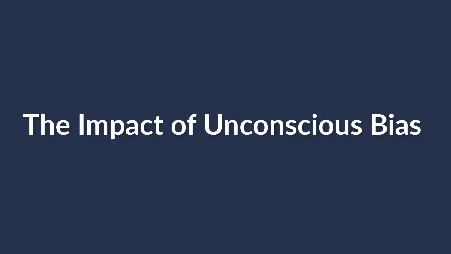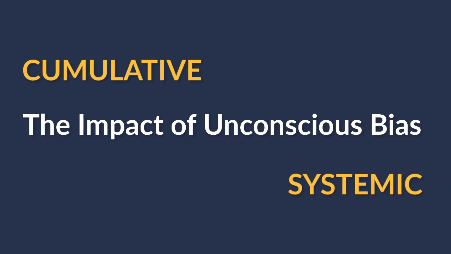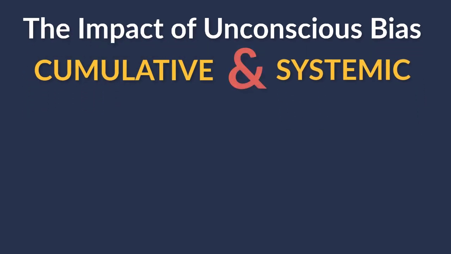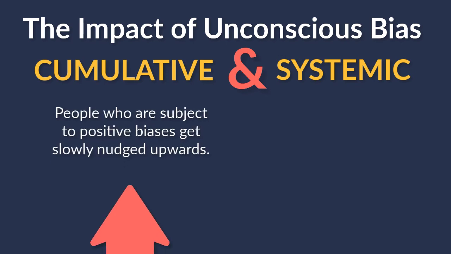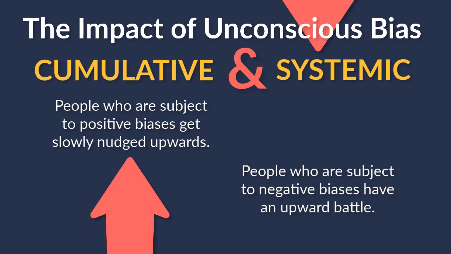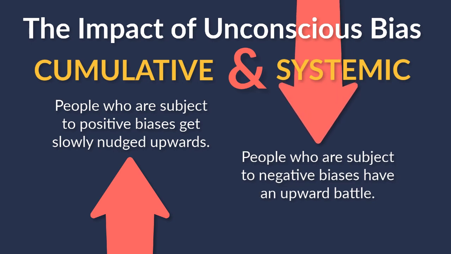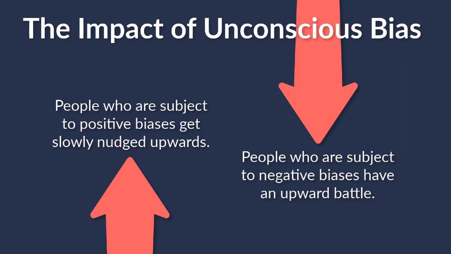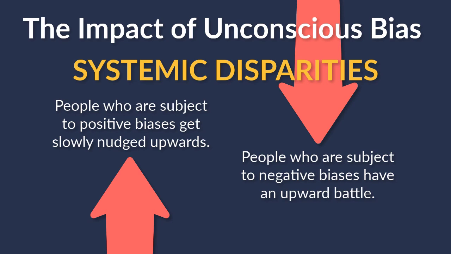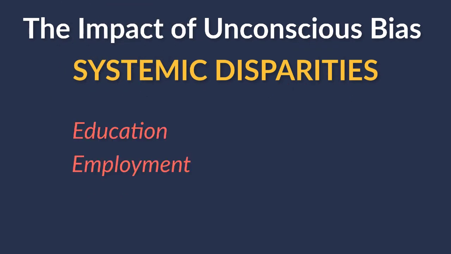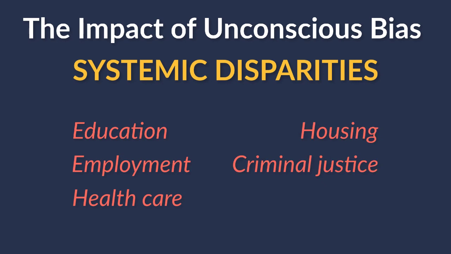And it is critically important that we do learn to resist or override our biases, because the impact of biases is cumulative and systemic. Negative and positive biases are reoccurring over the lifetime of a person in a wide variety of contexts. So people who are subject to positive biases get slowly nudged upwards, while people who are subject to negative biases have an uphill battle. And when people in a particular identity group are widely and consistently subject to biases, it creates systemic disparities in all aspects of society, such as education, employment, healthcare, housing, and so on.